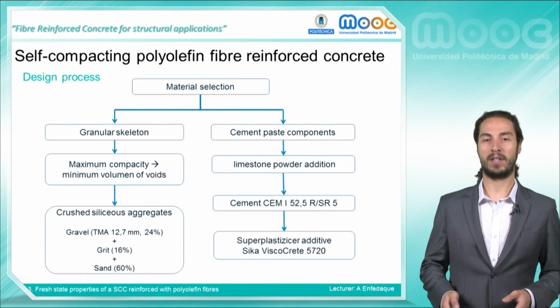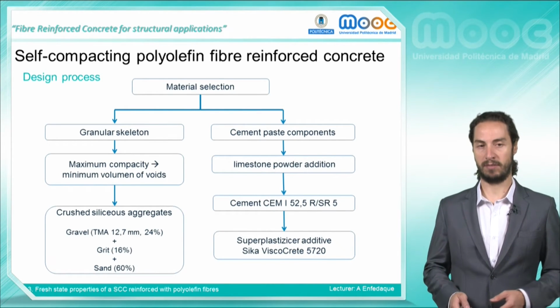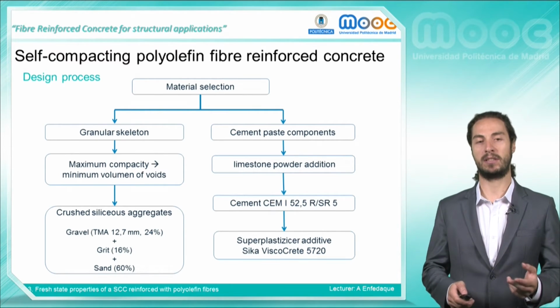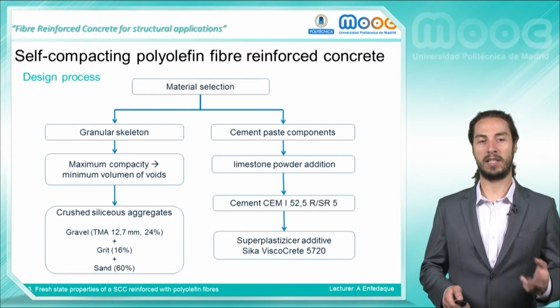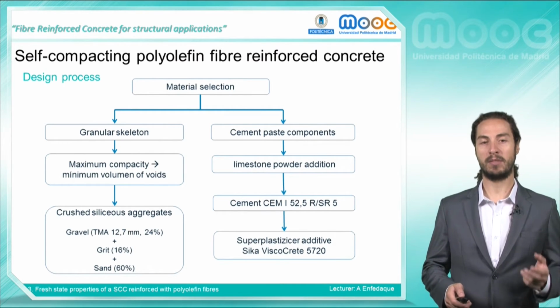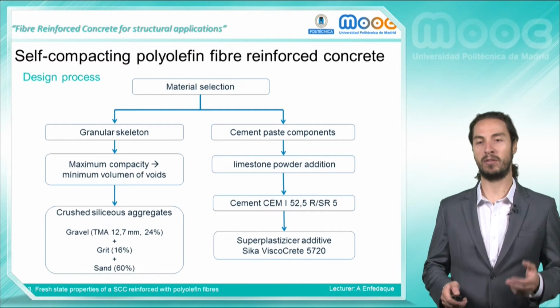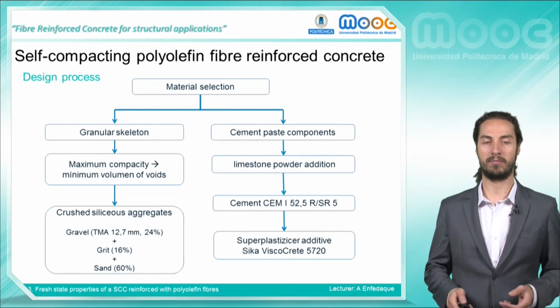The design of SCC starts by choosing the materials that will be involved in manufacturing. In this particular concrete, the process has been divided into different parts. The first one is the design of the granular skeleton. The criterion that has been followed is obtaining the maximum capacity and therefore the minimum volume of voids with the three fractions of crushed aggregates chosen.